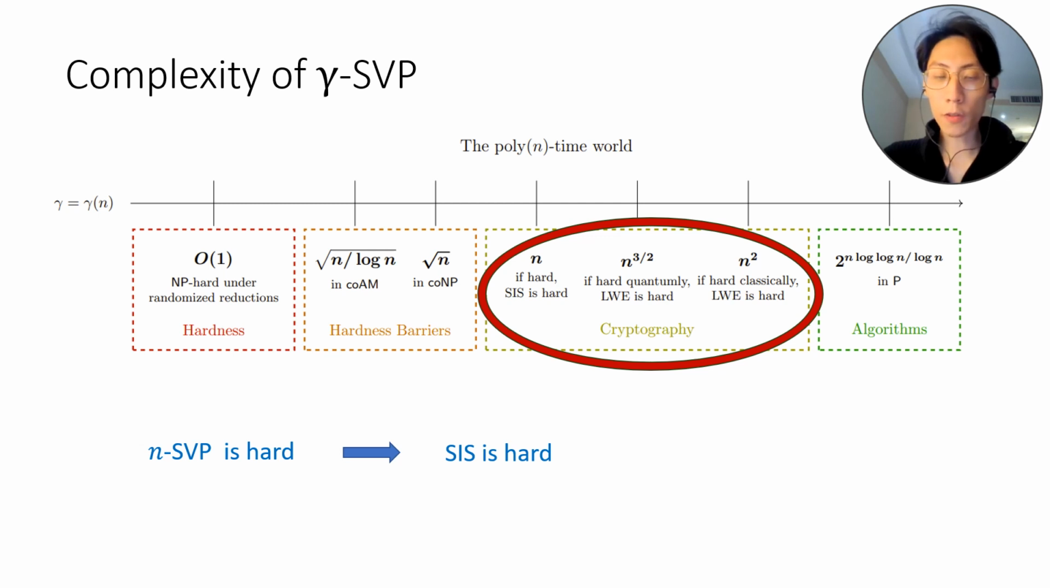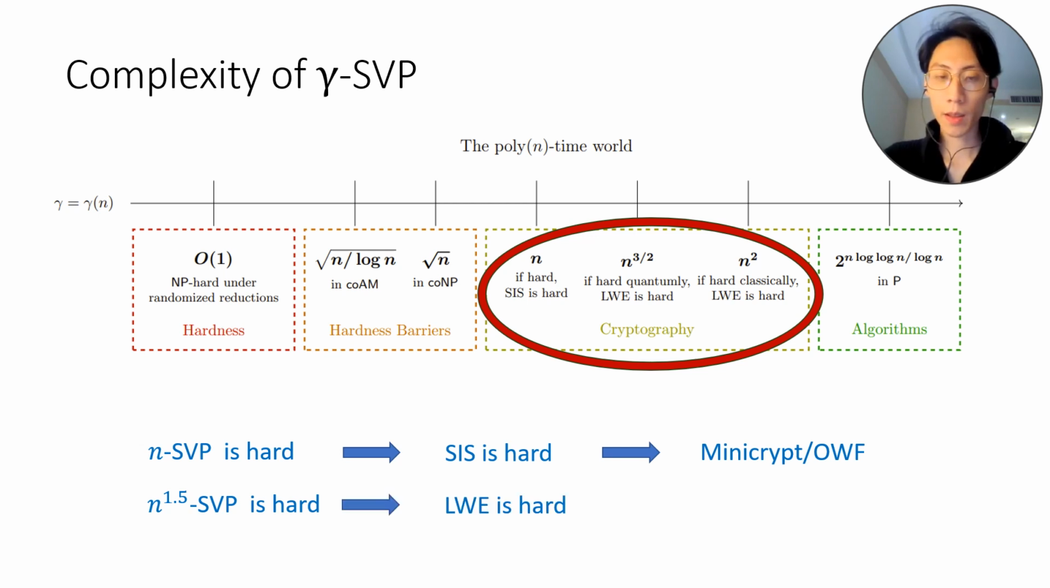And making use of the short integer solution problem, we are able to build Minicrypt, or we are able to construct a one-way function out of it. Similarly, if we are willing to assume that n^1.5 SVP is hard against, say, a quantum computer, then we have the conclusion that learning with errors is also hard against a quantum computer. And as a result, we are able to build secure public-key encryption.